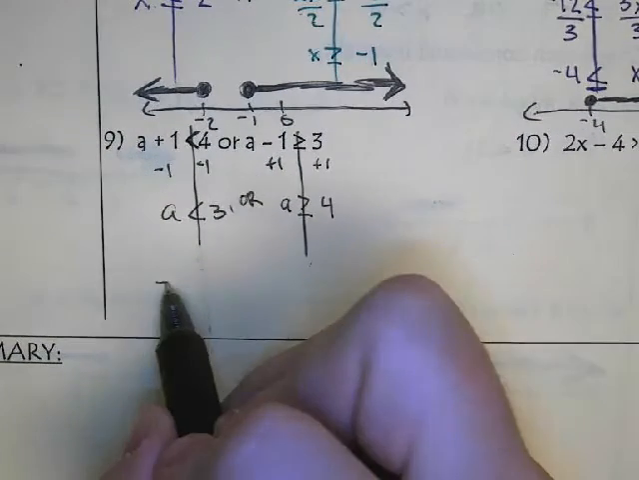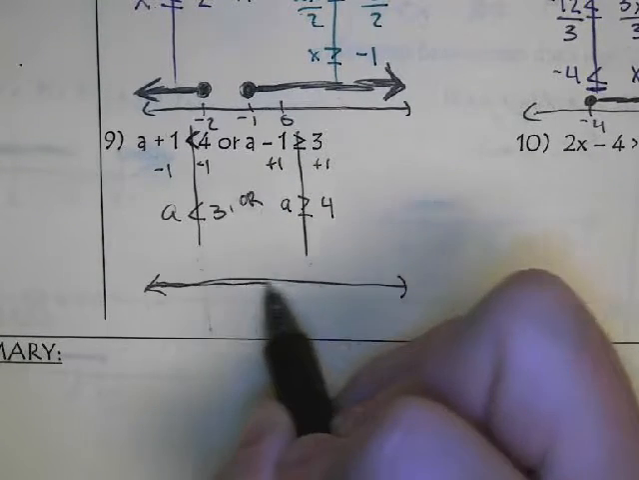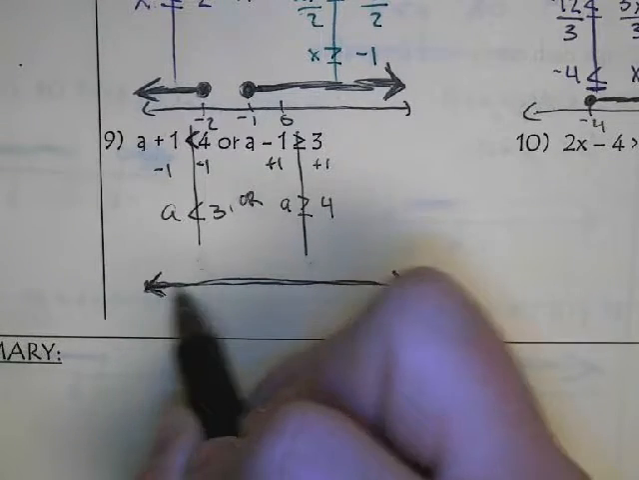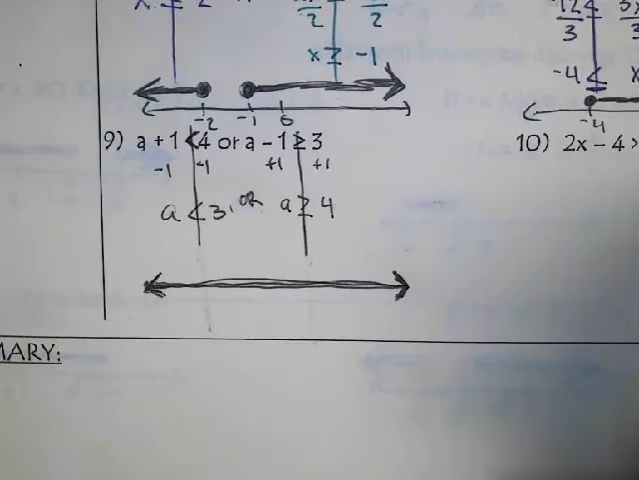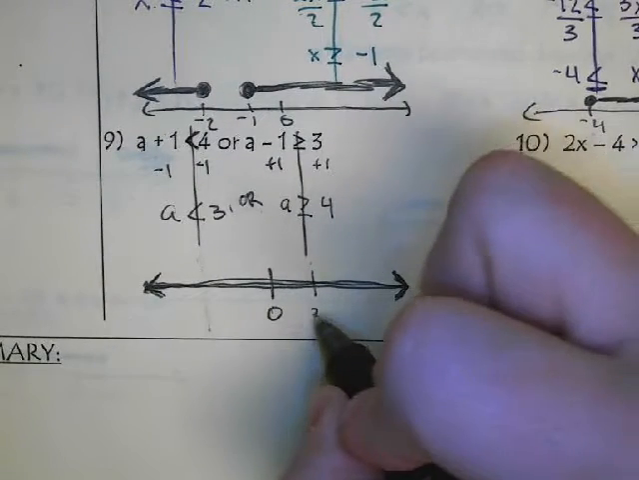So let's graph. Remember, when we're graphing an or statement, we just graph each one individually, and we'll live with the results. It's not in between two values. It's just kind of like two different graphs on the same number line. So let's go ahead and put our 0, then I'll put my 3 and my 4.